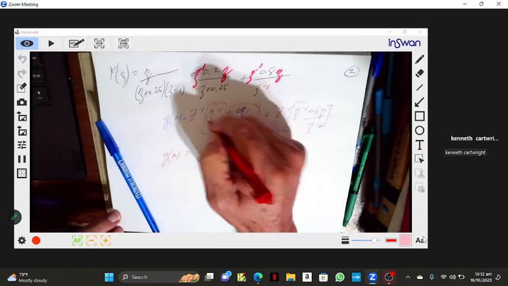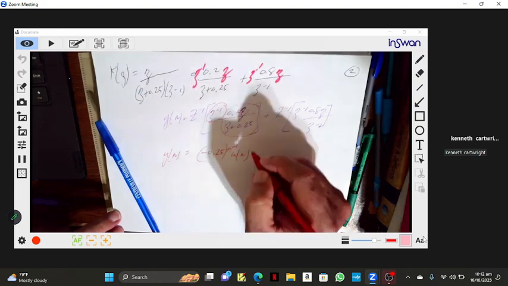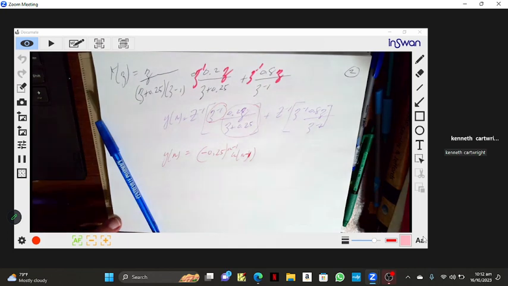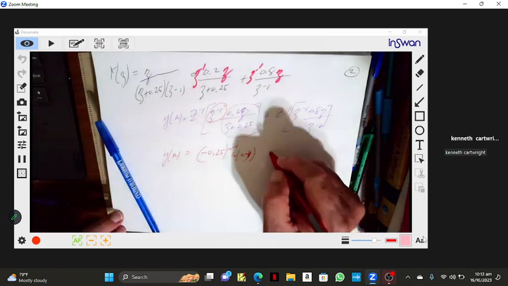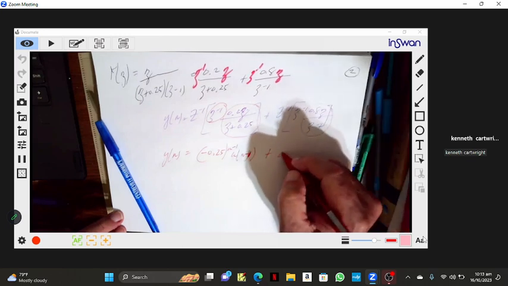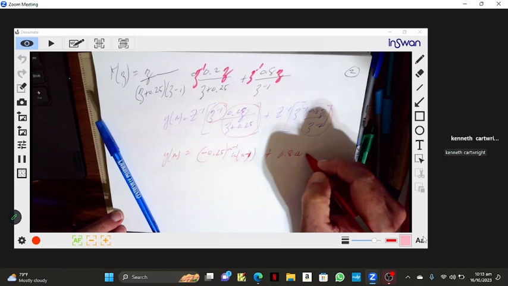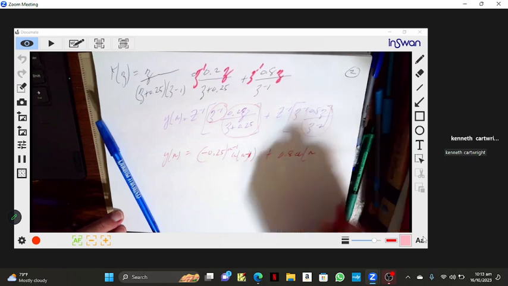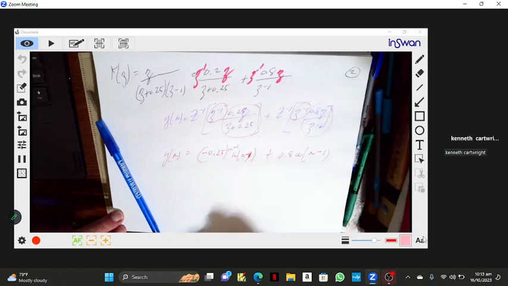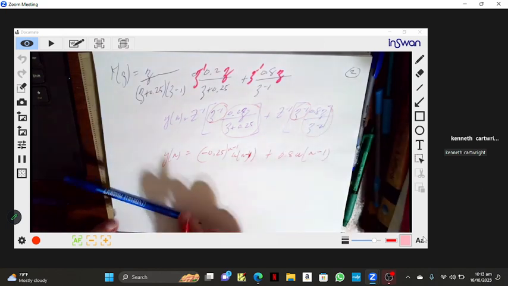But this here says you've got to delay by 1. You've got to delay by 1. And then again from the table, this is 0.8 u of n. But this here says you've got to delay by 1. Any questions about that?